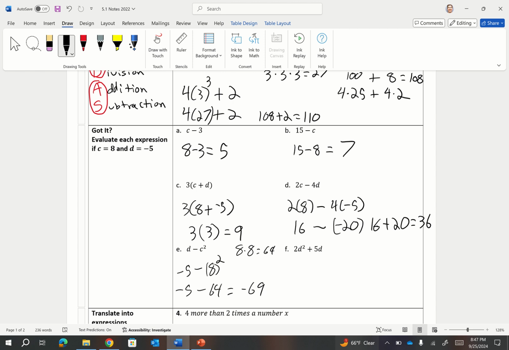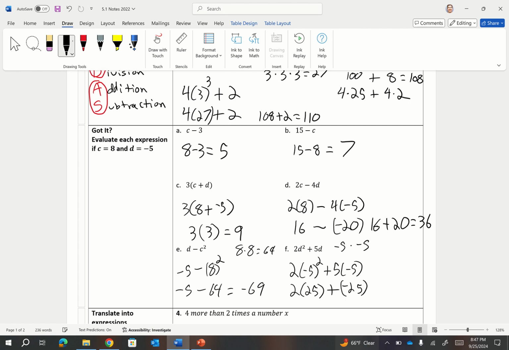All right, last one. You've got 2 times negative 5 squared plus 5 times negative 5. So right away, we look and see exponents. We have to do that first. Negative 5 times negative 5. If we're squaring a negative number, this is now negative 5 times negative 5, which will equal positive 25. So 2 times 25 plus, okay, I can do this next multiplication, 5 times negative 5 will be negative 25.